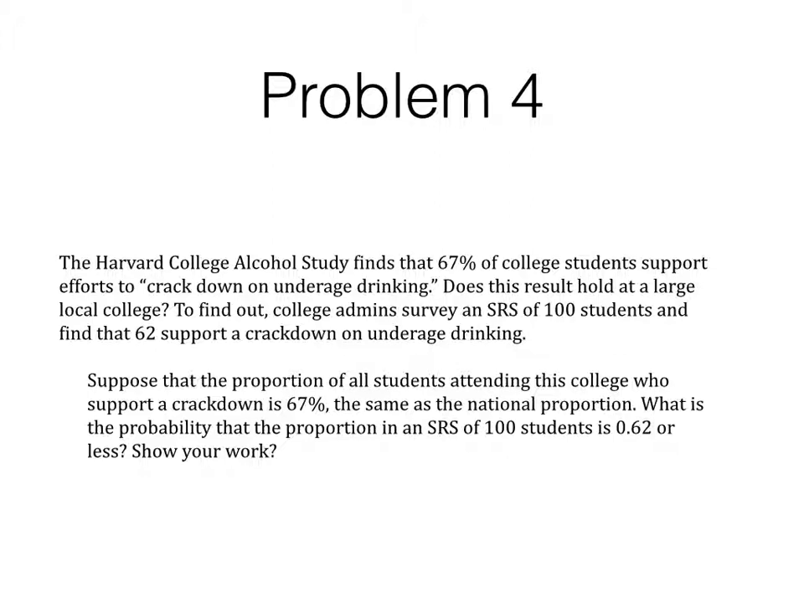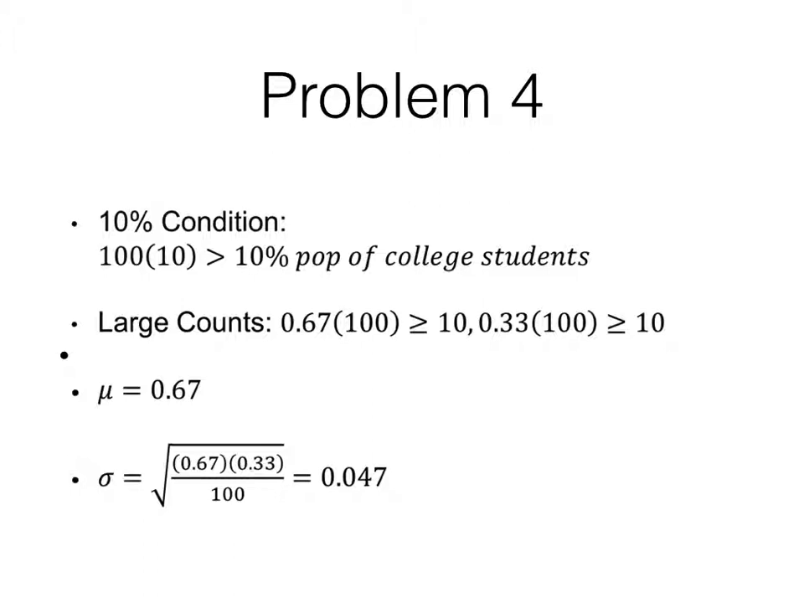Problem 4. The Harvard College Alcohol Study finds that 67% of college students support efforts to crack down on underage drinking. Does this result hold at a large local college? To find out, college admins survey an SRS of 100 students and find that 62 support a crackdown on underage drinking. Suppose that the proportion of all students attending this college who support a crackdown is 67%, the same as the national proportion. What is the probability that your proportion in an SRS of 100 students is 0.62 or less? Show your work.